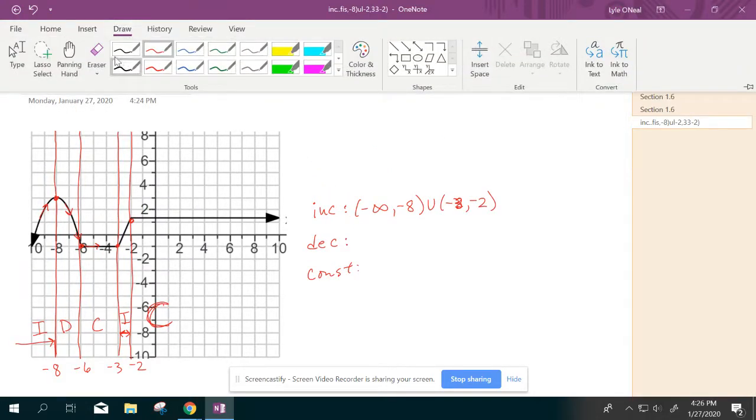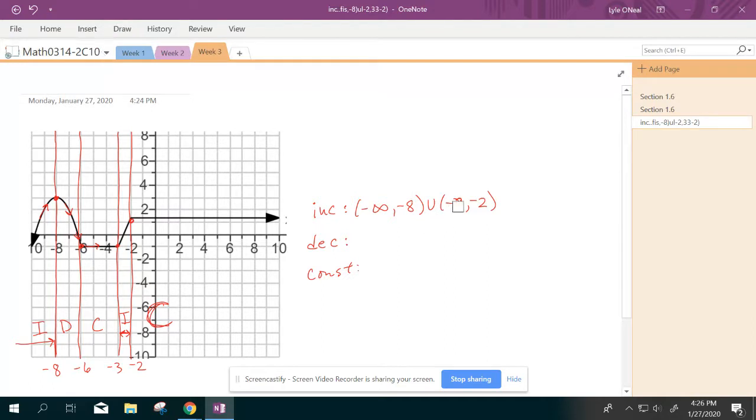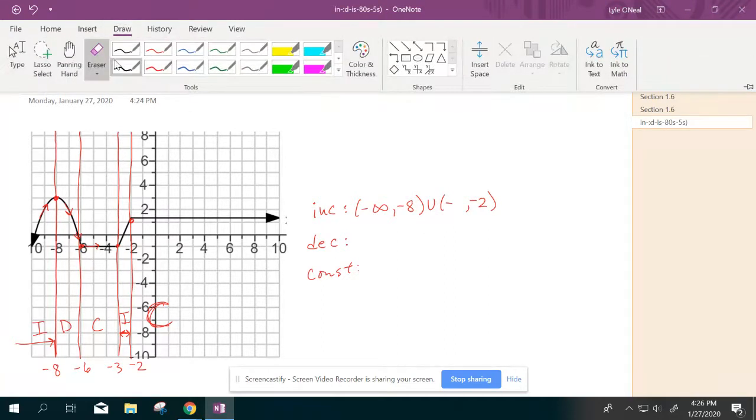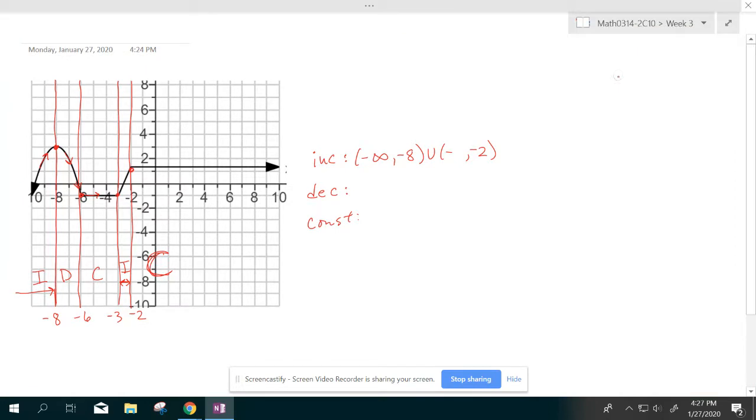And somebody asked a question. They said, well, how do I know if it's a parenthesis or a bracket? And the answer is, well, it's never a bracket. If you're doing increasing, decreasing, and constant, you only use parentheses, never a bracket.